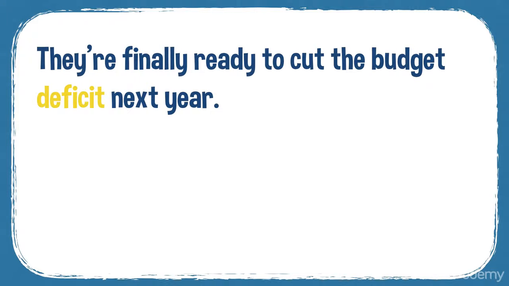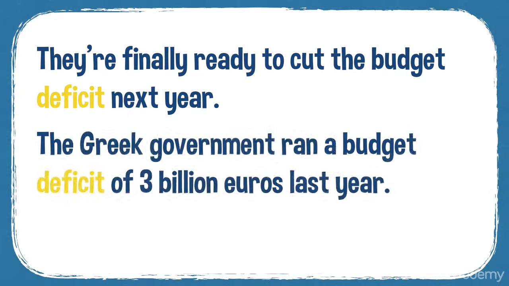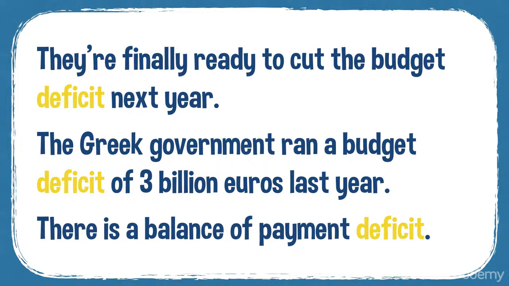They're finally ready to cut the budget deficit next year. Politicians talk a lot about trying to cut the budget deficit. The Greek government ran a budget deficit of 3 billion euros last year. So it spent 3 billion euros more than it took in from things like taxes. There is a balance of payment deficit. Now that means that your country has more goods and products coming into the country, more imports than exports.